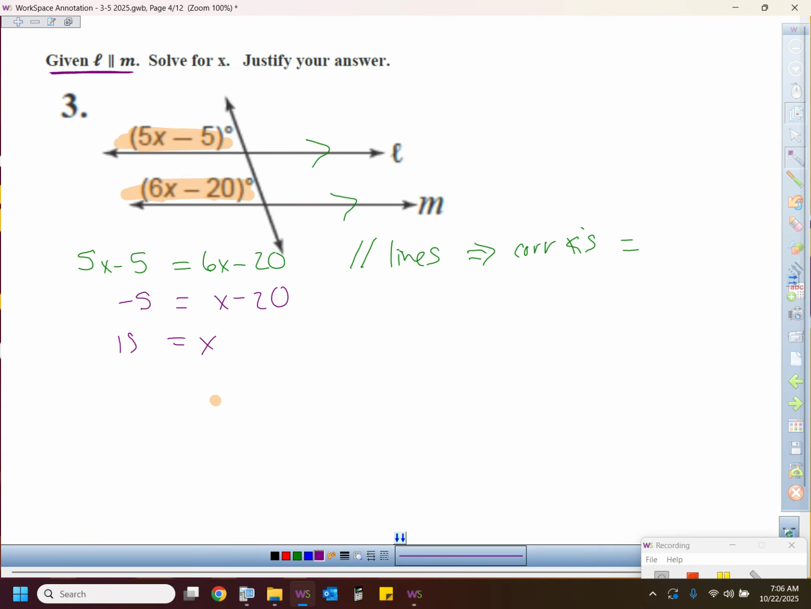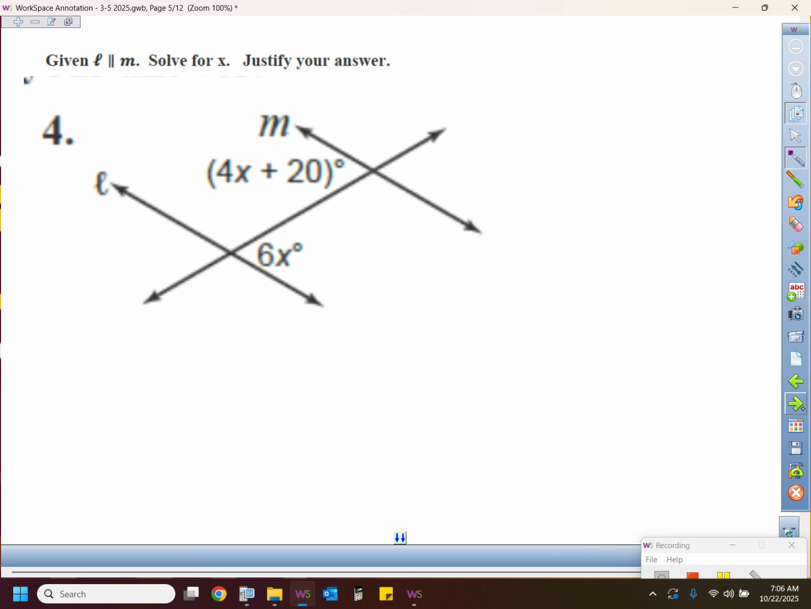We don't need to justify every bit of the algebra steps. We're just going to justify the very first step. Why did we set this equation up? Well, they gave me parallel lines, and that proved that the corresponding angles had to be the same. So we'll do that again.